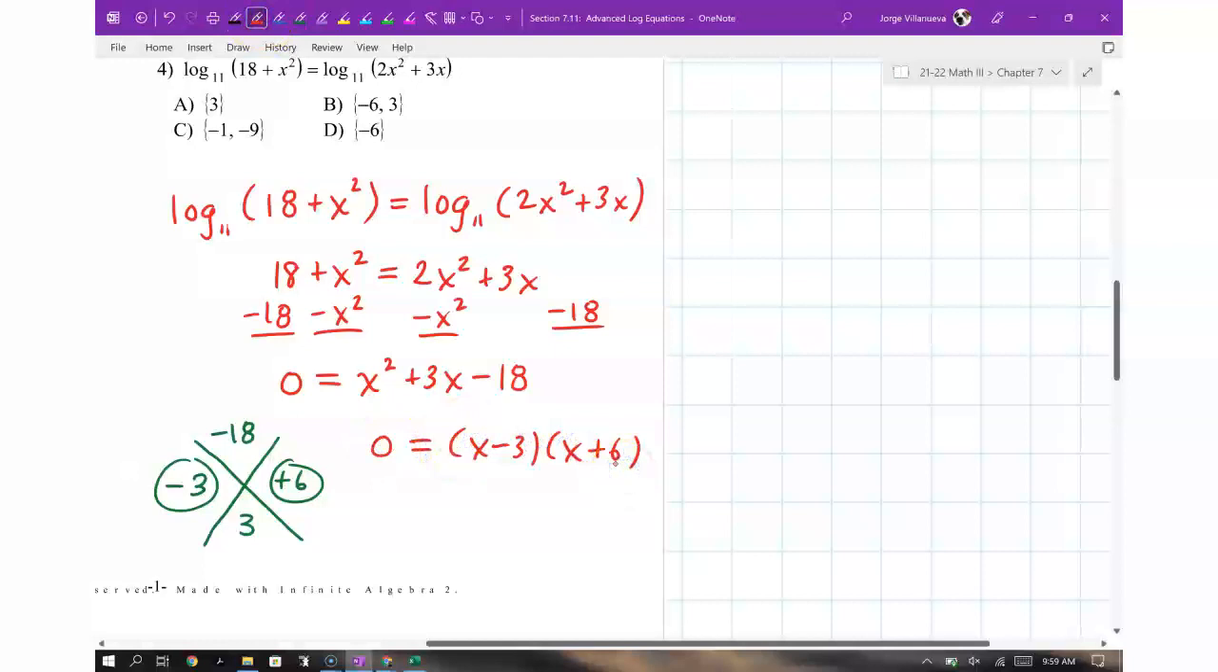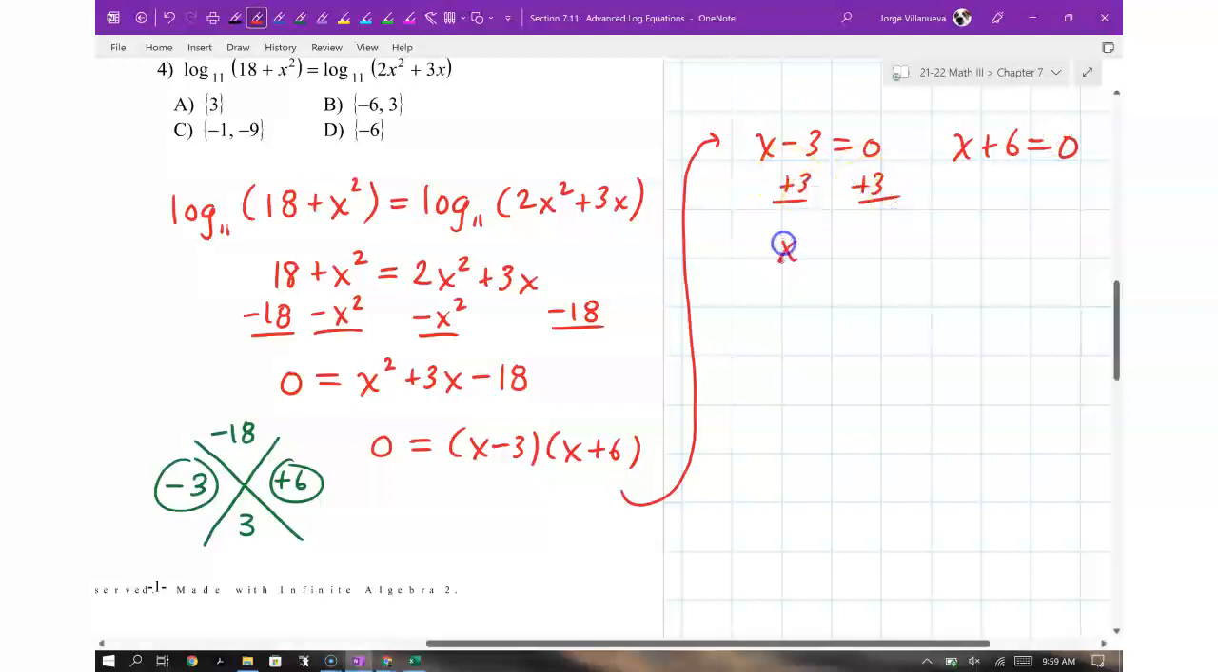So what we're going to do, we're going to set up two mini problems here. x minus 3 equals 0 and x plus 6 equals 0. So if I add 3 on both sides in the first one, I'm going to get x equals 3. If I subtract 6, I get x equals negative 6. So now I got two answers.